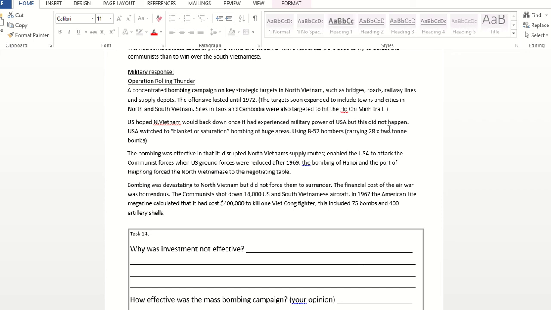It was, to an extent, effective. In 1969, it did mean that the Viet Cong had to start negotiating with America. But the cost of this tactic was enormous. An American magazine estimated that it cost $400,000 just to kill one Viet Cong soldier. This included 400 artillery shells and 75 bombs.